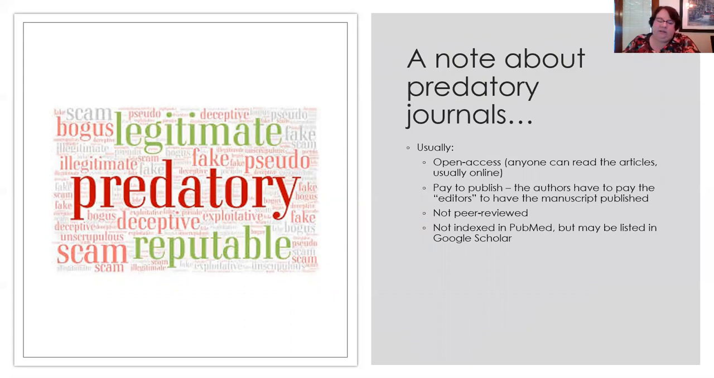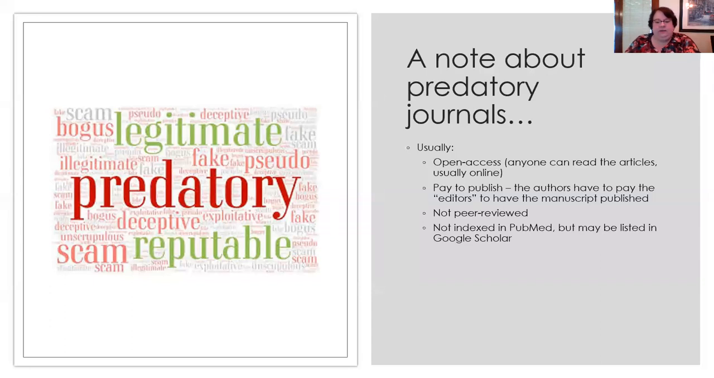They're usually open access journals, which means anybody can read the articles. You don't have to pay to access the information. And all open access articles are not predatory. There are a lot of journals that offer open access to their journal articles that are completely legitimate journals. One of the primary characteristics of predatory journals is that it's a pay-to-publish model. The authors have to pay the editors of the journal, the owners of the journal, to publish their paper. And it may be $500, it may be $5,000, depending on the journal.